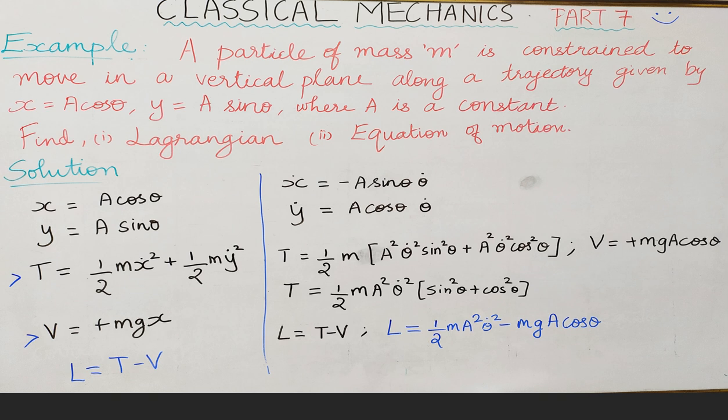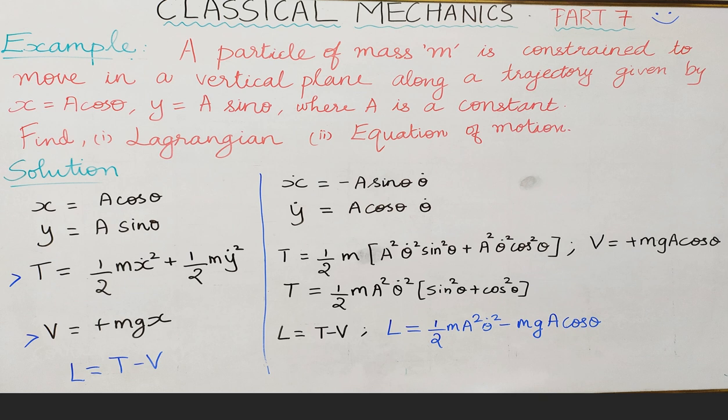So here they have given x in terms of theta. Our generalized coordinate will be theta. So they have been given in the generalized coordinate, so we don't have to convert anything. We have directly our x and y. Now we just have to set up the T and V for our Lagrangian. So here T will be half m x dot square plus half m y dot square, and V will be mgx.